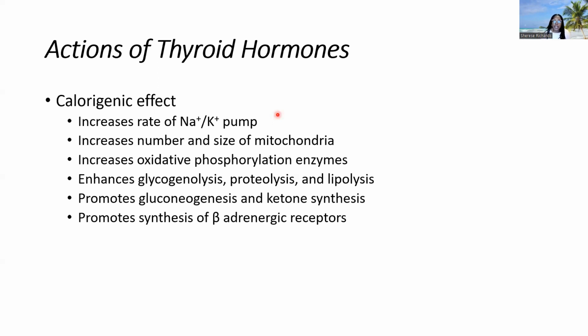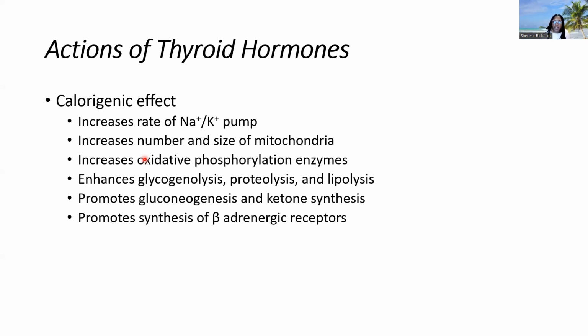Second on the list here, it can increase the number and size of mitochondria. This is kind of intuitive in terms of metabolism. If we increase mitochondria, number and size, we have more energy being produced by those cells, therefore they can do more work. If we increase oxidative phosphorylation enzymes, that's kind of the same effect, because oxidative phosphorylation takes place in the mitochondria, therefore more cellular respiration, more energy, faster rate of metabolism again.